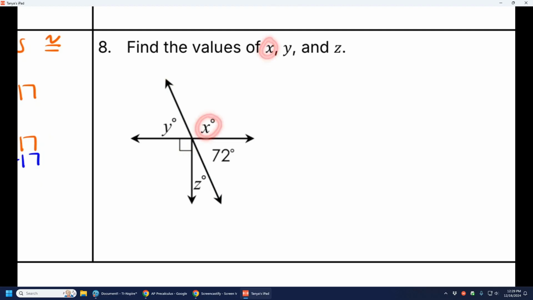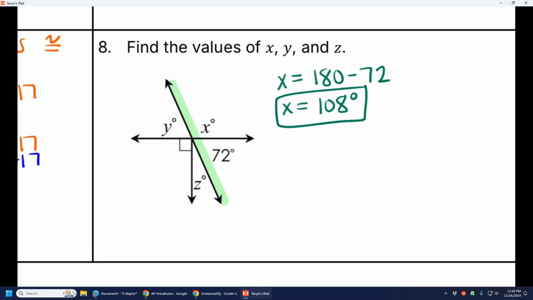So here's x. If you go this direction, y and x are a linear pair, but we don't know y yet. So you could also go this direction as well. X and 72 are a linear pair. See that? So that means that when you add them together, it should equal 180. So x equals 180 minus 72. So when you do that, x equals 108, so 108 degrees.